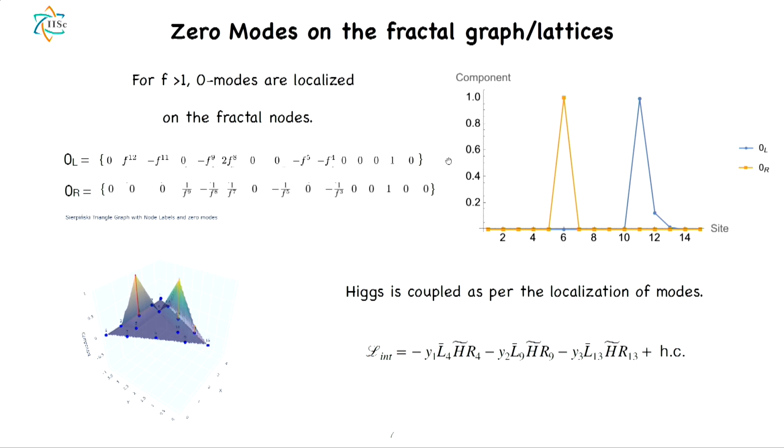Now once you have these properties of the zero modes, that they are produced and localized, what you can do is couple your Higgs on some of these sites. We have chosen these sites, and it turns out that when we choose them, the 3 zero modes which are produced have different extents of localization, so they produce 3 different mass scales naturally.